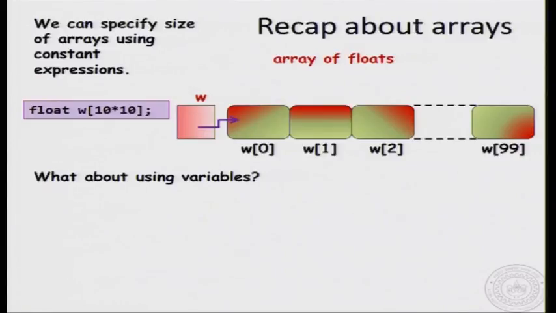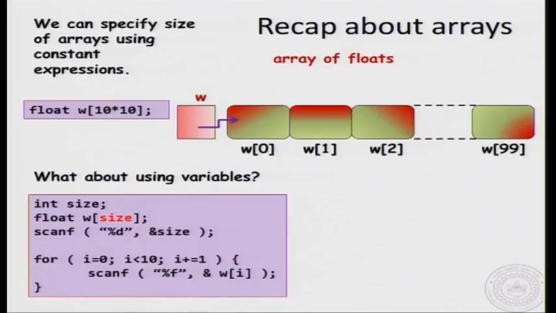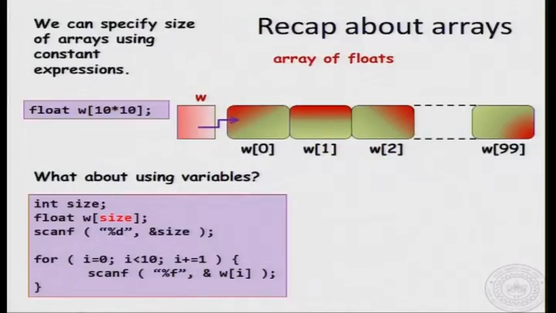But what about using variables or variable size arrays? This is a feature that we often wish we had. What do I mean by that? I could declare the following code: int size; and then float w[size]; and I could say scanf("%d", &size). So a user enters the size of the array, and then I can enter 10 elements into the array, for example. But here the size of the array itself is a variable which depends on the user input, and we often wish that we would be able to allocate variable size arrays.